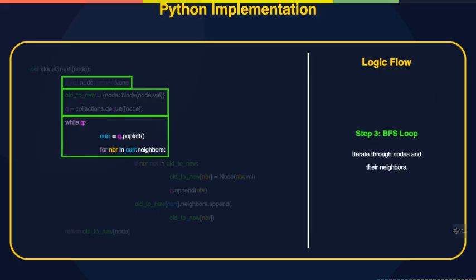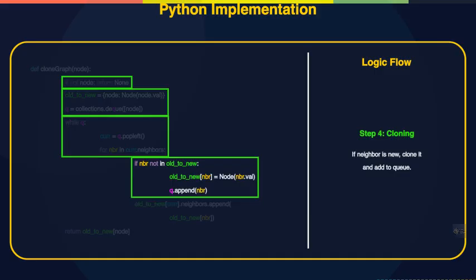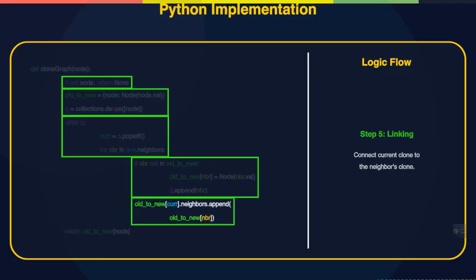Inside the while loop, we pop the current node, and iterate through its neighbors. For each neighbor, if it is not in the map, we create the clone and add it to the queue. Finally, we append the neighbor's clone to the current node's clone list.